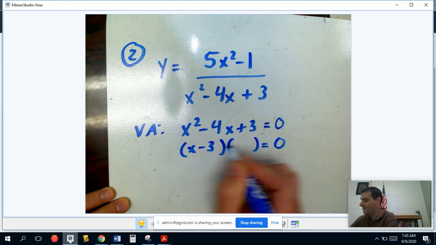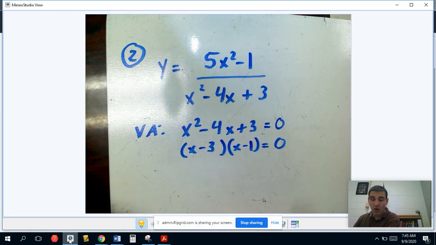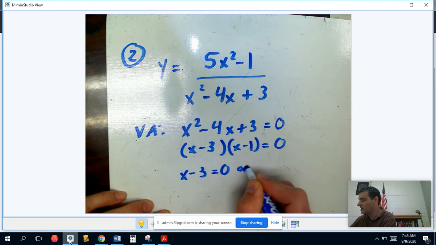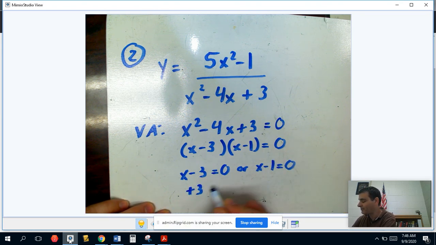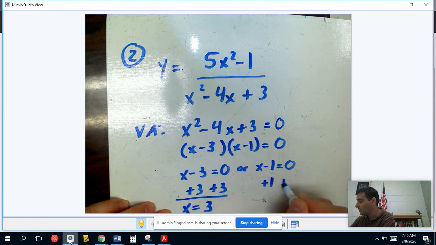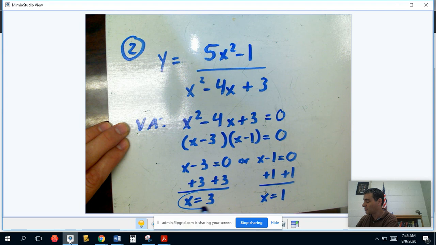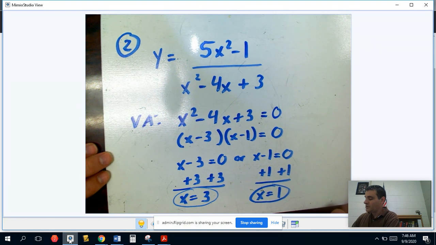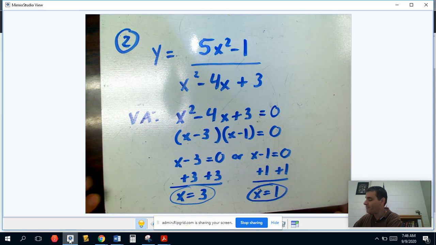So x minus 3, x minus 1. That's factors of 3 that add to negative 4. You could use the quadratic formula here, but it's the long way around. And I'm just going to set each of those equal to 0. So here it looks like we're going to have two vertical asymptotes, which is fine. You can have more than that. Okay, but we have x equals 3, that's one vertical asymptote, and x equals 1, that's the other. So again, for the vertical asymptote, don't worry about the top at all. Don't worry about degrees. Just set the bottom equal to 0 and solve.